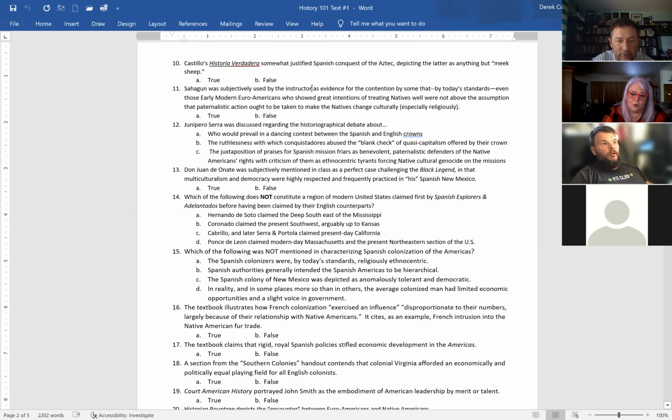Number 18, a section from the Southern Colonies handout contends that colonial Virginia afforded an economically and politically equal playing field for all English colonists. No, it doesn't go that far, right? Remember, because it's called capitalism for better and for worse. It contends that relative to England itself, more opportunities arose for poor English immigrants here than existed back in England. We talked about indentured servitude. We talked about the availability of cheap or even free land. We talked about higher wages in the colonies. So absolutely, right?